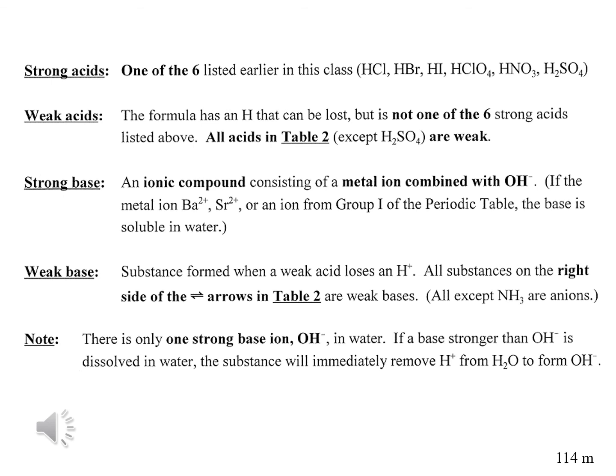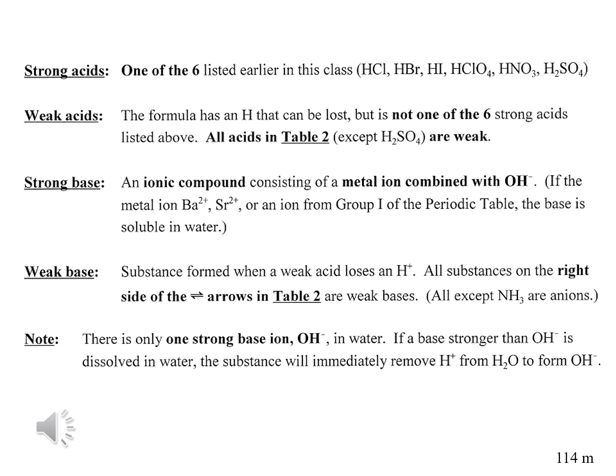A strong base has to have OH in the compound. And the only thing OH can combine with is a positive, so it's going to be a metal plus OH. If you want to ask where weak bases are, the specific definition for a weak base is something that takes an H off of water to produce OH when you dissolve it.